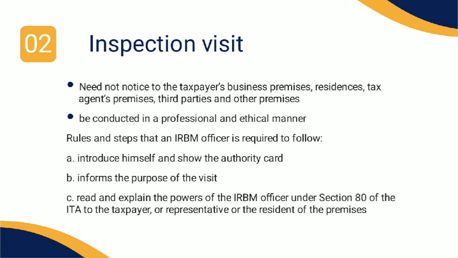Secondly, inspection visit. The inspection visit can be made without a notice to the taxpayer's business premises, residences, tax agent's premises, third parties, and other premises as may be necessary. The inspection will be conducted in a professional and ethical manner. During inspection, an IRBM officer is required to introduce himself and show the authority card, inform the purpose of the visit to the taxpayer, and they need to read and explain to the taxpayer or representative or resident of the premises about the offences under Section 80.